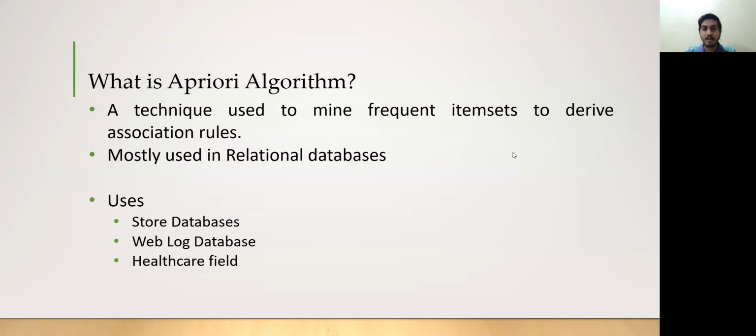So, what is the Apriori algorithm? The Apriori algorithm is a technique that is used to mine frequent item sets to derive association rules. The algorithm is designed mostly to be used in relational databases that contain transactions. The Apriori algorithm could also be used in many scenarios. For example, in a store or a shop database which records the collection of items bought by customers, in a weblog database that records the different web pages visited by the visitor, in the healthcare field where the database records the drug reactions for patients, and so on.